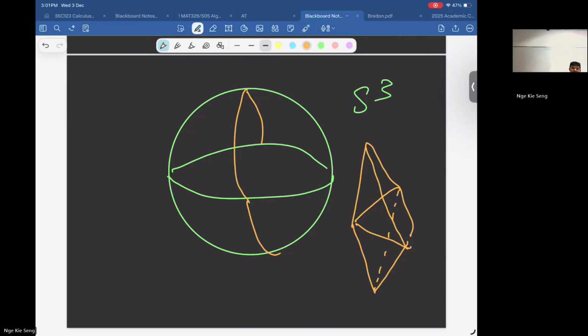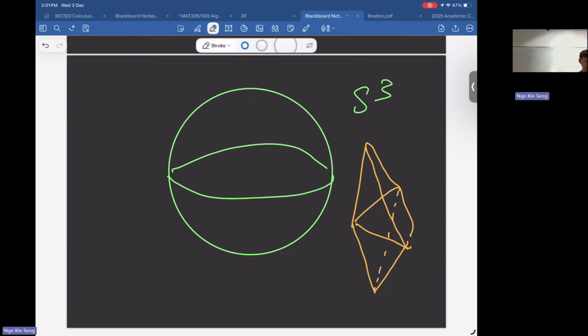Using simplex. If you use two tetrahedron to build this S, this is S2.